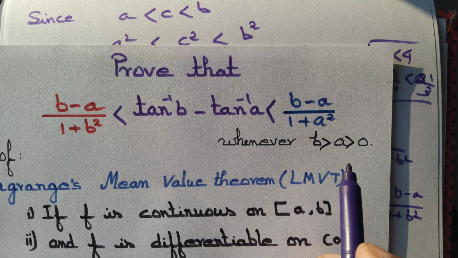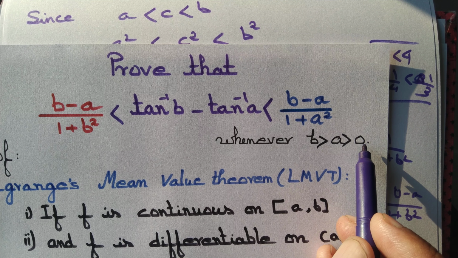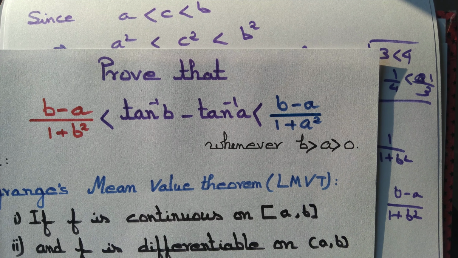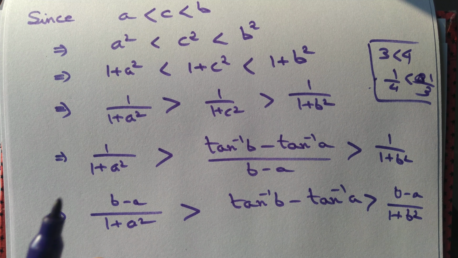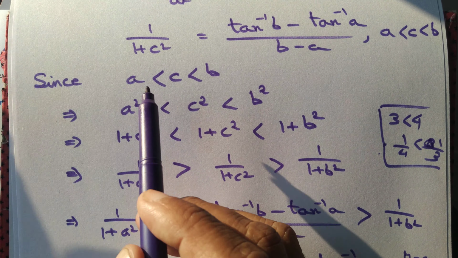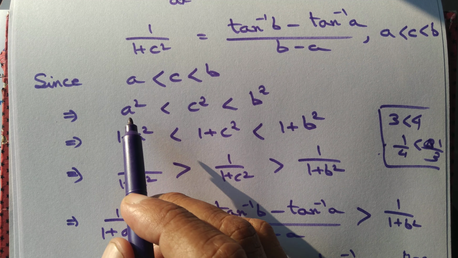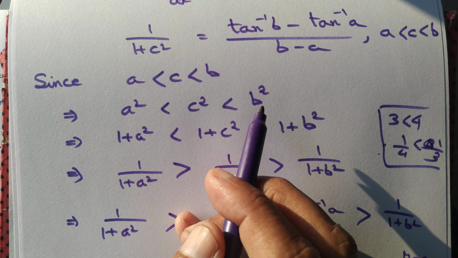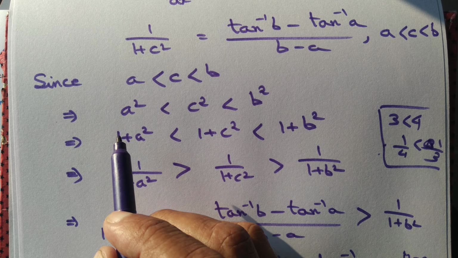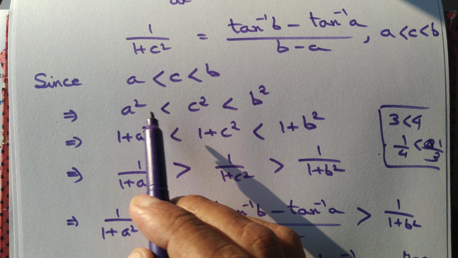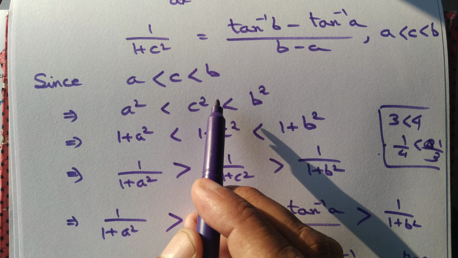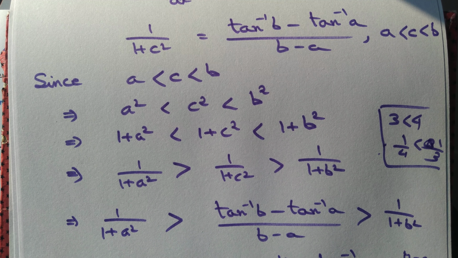You may wonder, why do we need that a is to be positive, a to be greater than 0? We need it just at this step. If a is less than c and c is less than b, then a square is less than c square and c square is less than b square. If a were negative, then this inequality, the squaring may not be true.